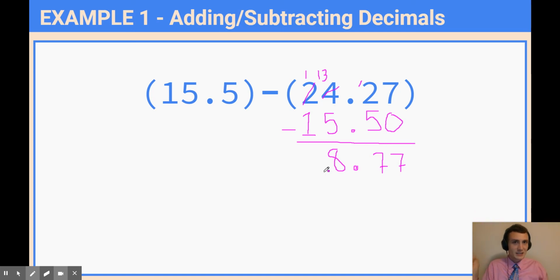But one thing was forgotten. When we have different signs, we subtract and take the sign of the bigger number. 24.27 is bigger than 15.5, so we take this negative, we bring it on over here, negative 8.77. That's it. Make sure that you're using the right signs.